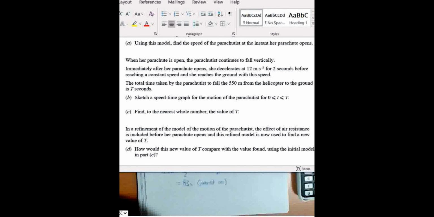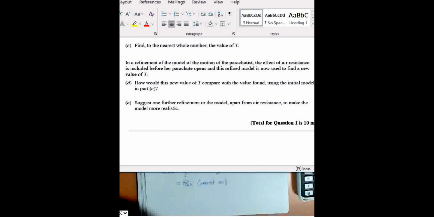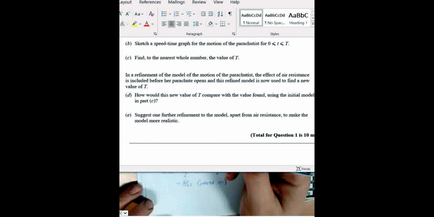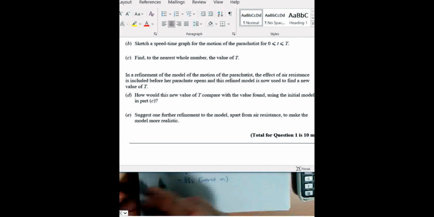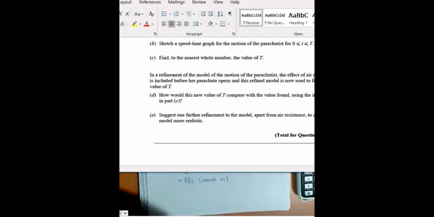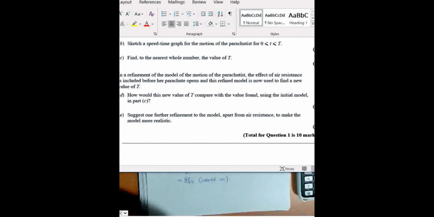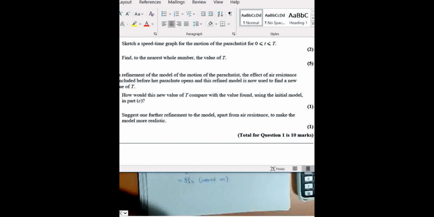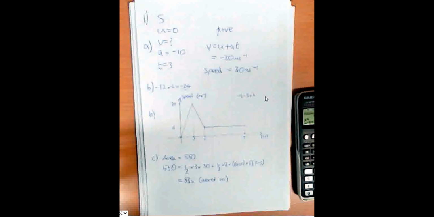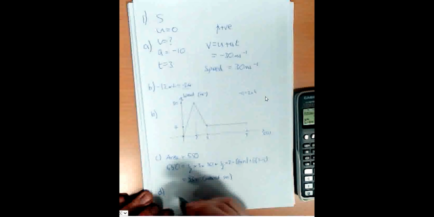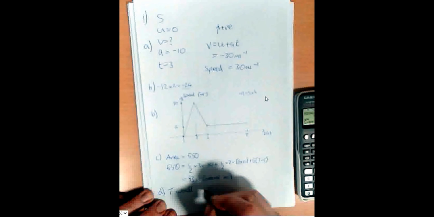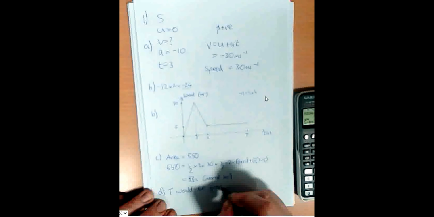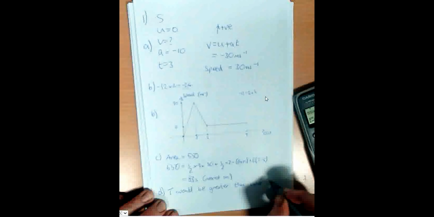Okay, in a refinement, we're including air resistance. What would that do for T? Well, clearly she wouldn't fall as quickly, so the new T would be longer, or greater, than the found value. So T would be greater or bigger, or whatever you want to say, than the value found.